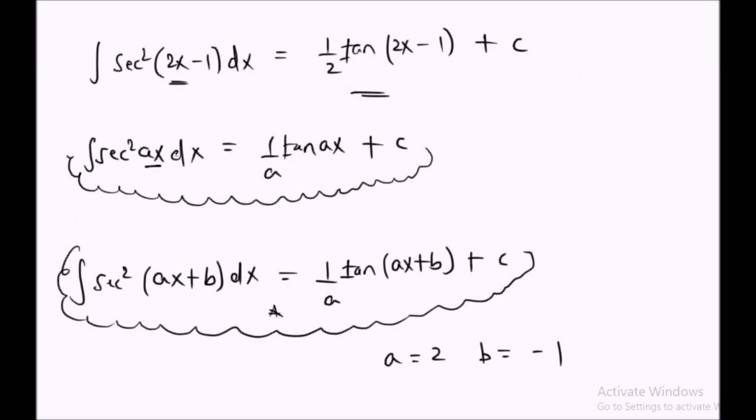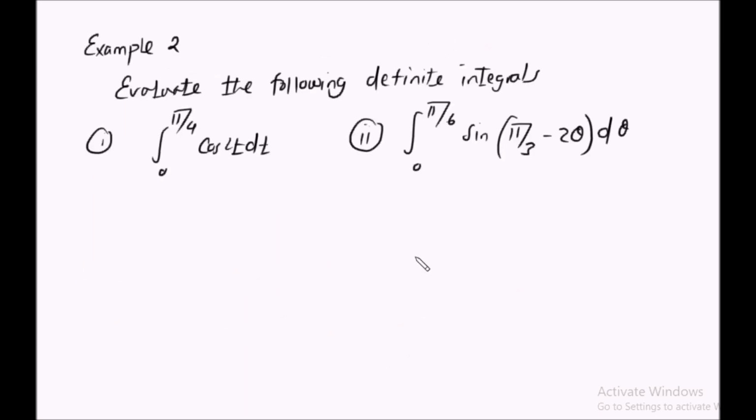So let's see example 2. So this was example 1, Roman 2. Let us see now example 2. Example 2 anasema evaluate the following definite integrals. Kwa hiyo definite integral unaweza kuona kuna limits of integration. Kwa hiyo ya kwanza ni hii, cos 2t with respect to t from 0 to pi over 4, na ya pili ni hii, sin of pi over 3 minus 2 theta with respect to theta from 0 to pi over 6.